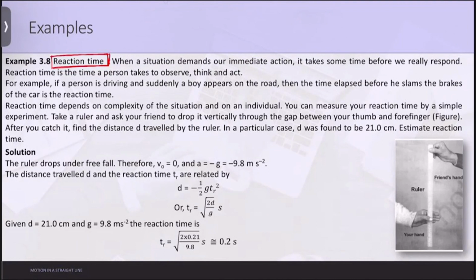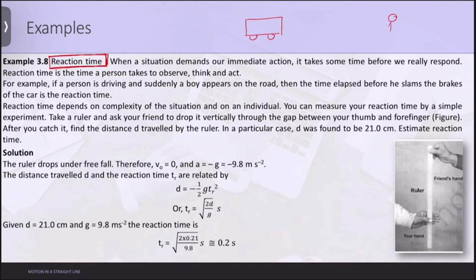For example, if a person is driving and suddenly a boy appears on the road. Let us say this is a car, and the boy suddenly appeared. Your vision would have been till some place only. As you keep on driving, at some location you would see a boy appear in your vision. Now you will try to apply the brakes. The amount of time it required to view the boy, think about applying the brake, and actually apply the brake is the reaction time.